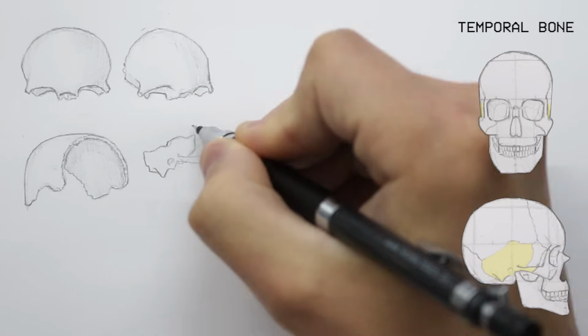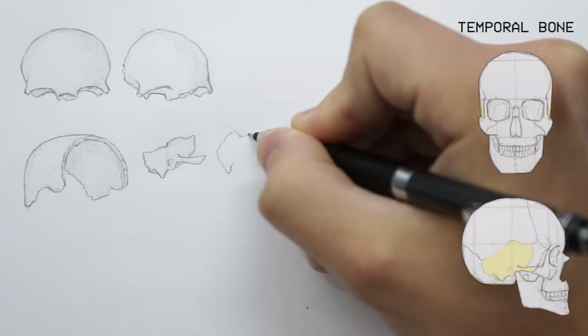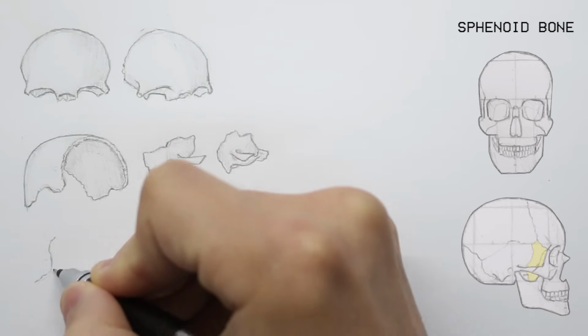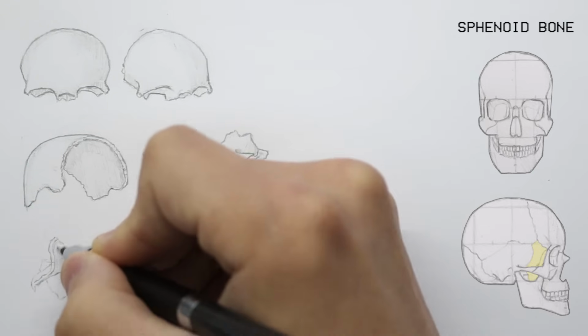One thing to note is that some of these can be quite complex. Remember that we don't see every side of these, and so we really just want to pay attention to how they appear on the surface of the skull.